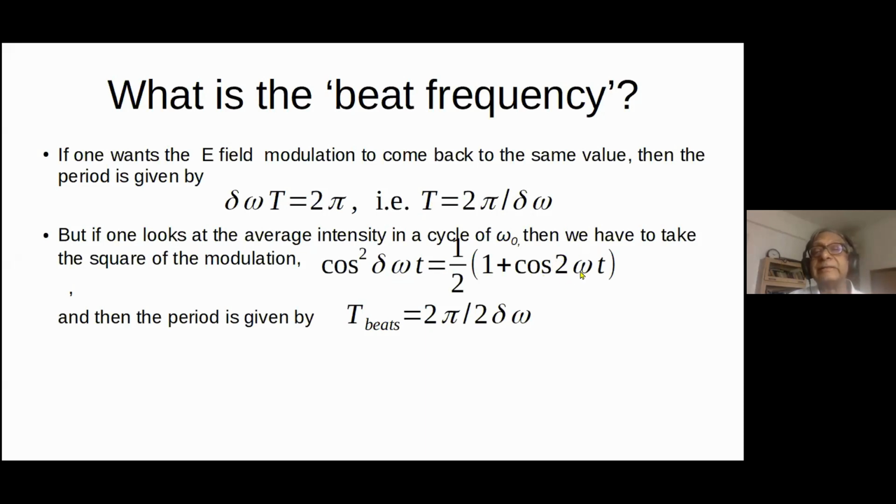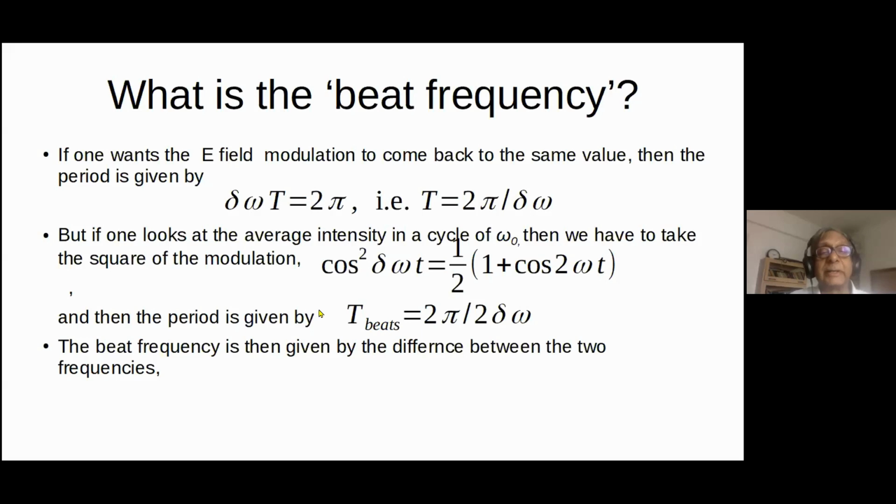Okay, sorry, there's a typo here. This should be delta omega. Okay. So 2 pi by twice delta omega. And twice delta omega is the frequency separation. So that's why the usual rule that we learned that omega 1 and omega 2 give a beat frequency of omega 1 minus omega 2 is justified.